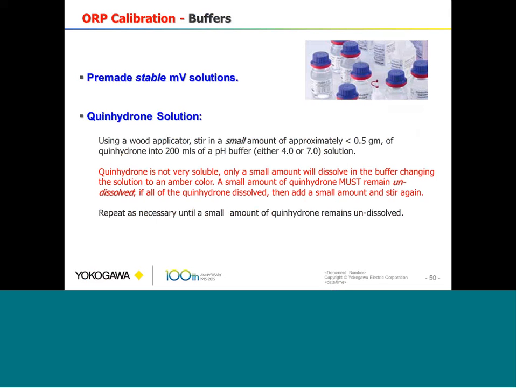The two most common types of ORP solutions today are either a pre-made ORP solution or those that you can make yourself using pH buffers and a chemical called quinhydrone. This is where you mix that quinhydrone in a pH 4 buffer or pH 7 buffer, and it creates a known millivolt value that you can use for calibration. Let's take a look at what that looks like.